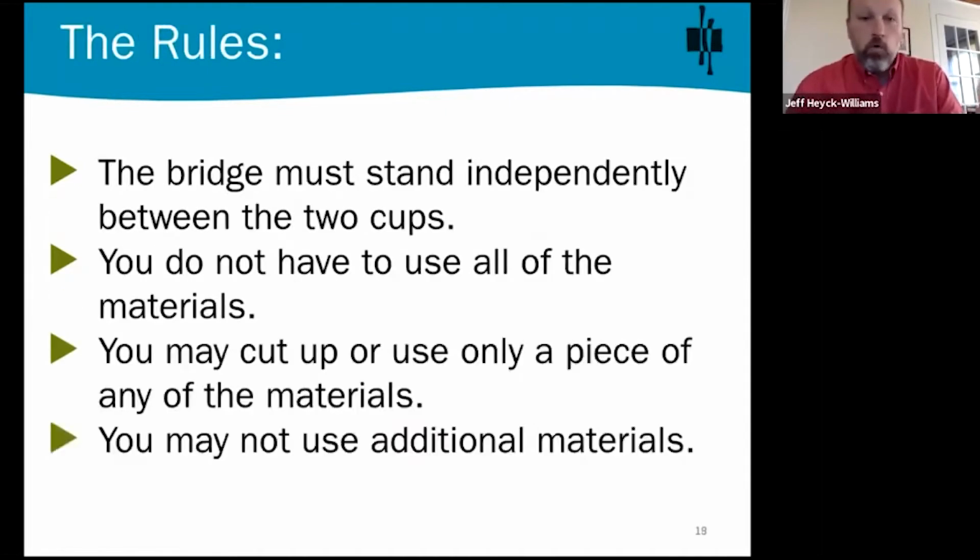Then there's a set of rules. The bridge must stand independently between the 2 cups. You do not have to use all of the materials, but they're only allowed to use the materials that they have. And then the last thing is they can cut up any piece of the material so that it doesn't have to stay as is. But once again, they can only use the paper, the rubber bands, the tape, and the cups.